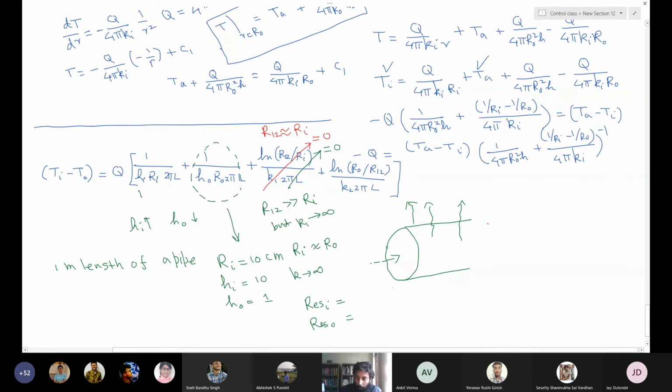So 0.159 inside, outside is 1.59. All right, so that is expected. Now let us say that we make this pipe very, very thick. It's a hypothetical pipe. So now I make the outer radius RO equal to 100 centimeter.